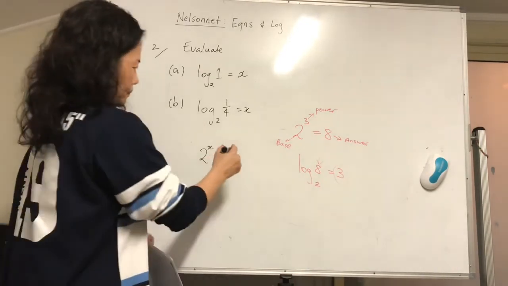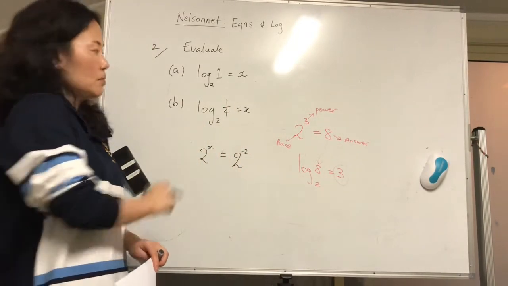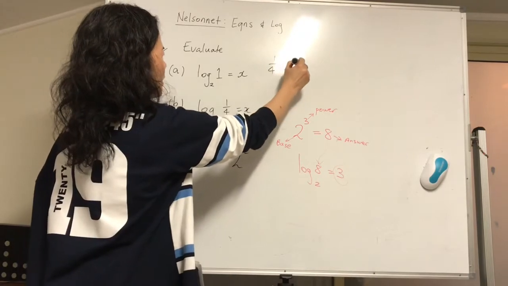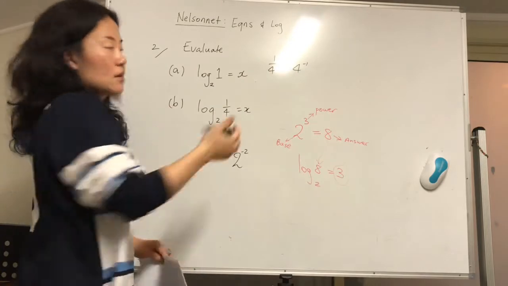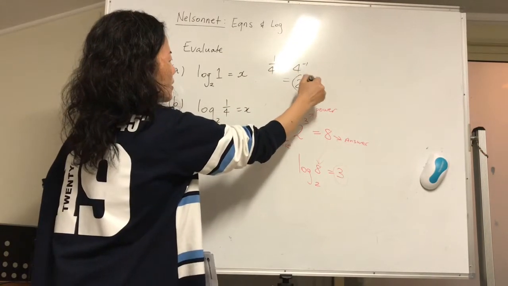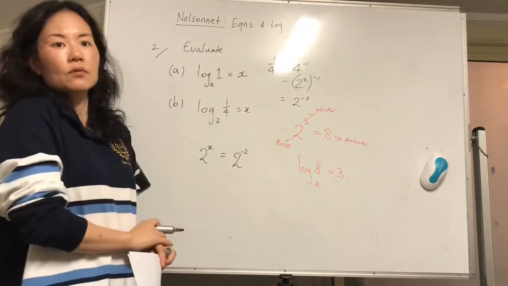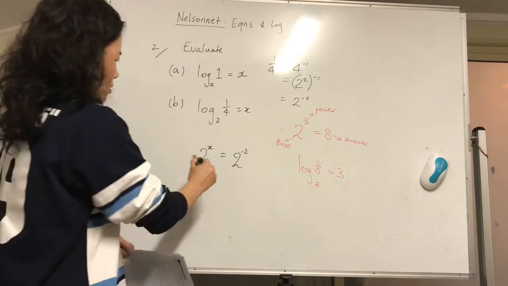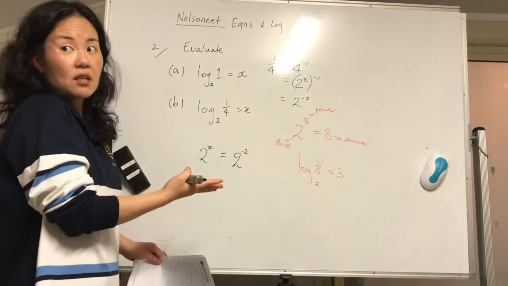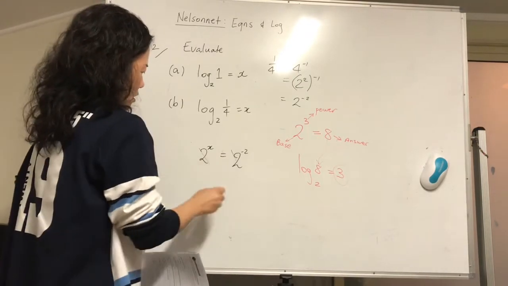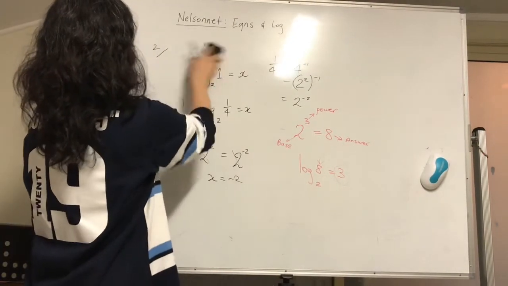So the power is negative 2, 2 to the power of negative 2. Yeah, negative 2. Because 1 over 4 is really 4 to the negative 1, isn't it? But 4 is what? 2 squared. So we can go 2 squared to the negative 1, which is 2 to the power of negative 2. Does that make sense? Yeah. So then we don't have to worry about the base. The x is negative 2. You just ignore that. x equals minus 2. We all right with this? Yeah.